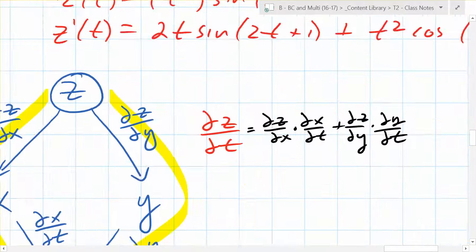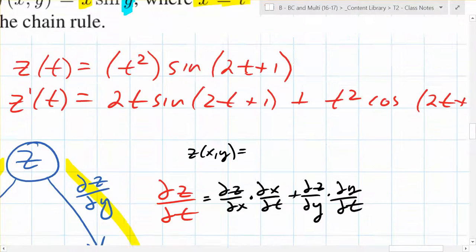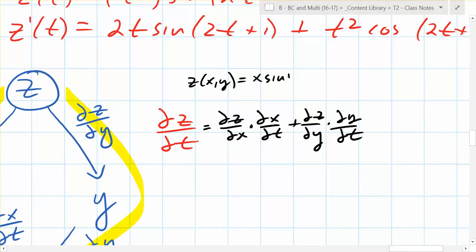You go calculate. So let's look at this. What did we have up here? What was z in terms of x, y? Do you remember? I think it was x sine y, right? And what was x? I think t squared, and what was y? 2t plus 1. I think that's what it was.